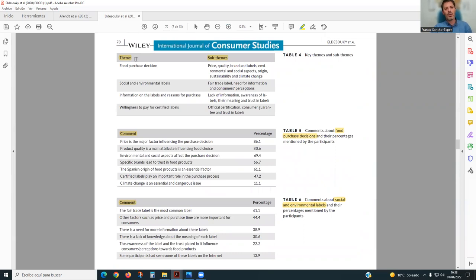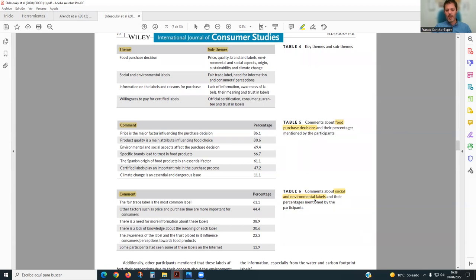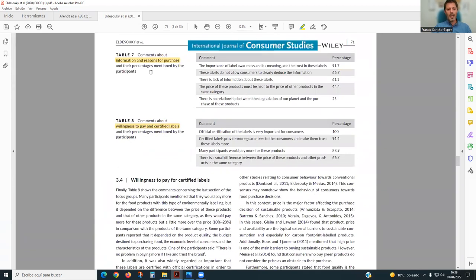This is the code book. This can be considered the code book. The sub-themes are what we call the codes: price, quality, brand, whatever. And the theme is the family of codes. So we have sub-themes and themes. And as I told you, how they summarize the information: they put the comments, or at least the codes, and they calculate the relative frequency of this code, this idea. One related to food purchase decision, social and environmental label, the second thematic, and the fourth one, information and reasons for purchase, willingness to pay, and certified labels. This is what we call, or is very similar to, conceptual analysis.